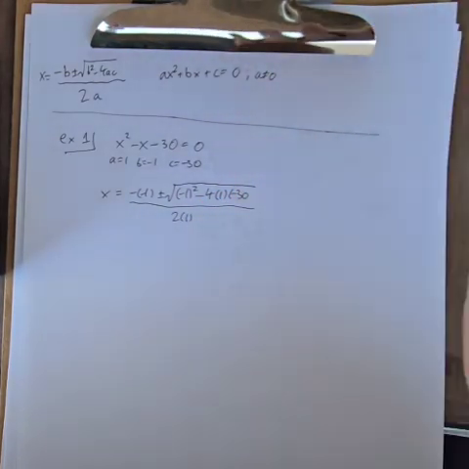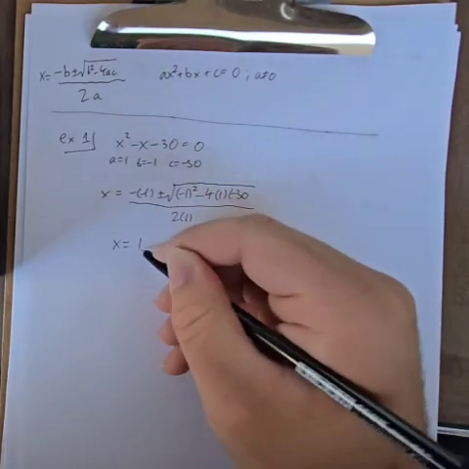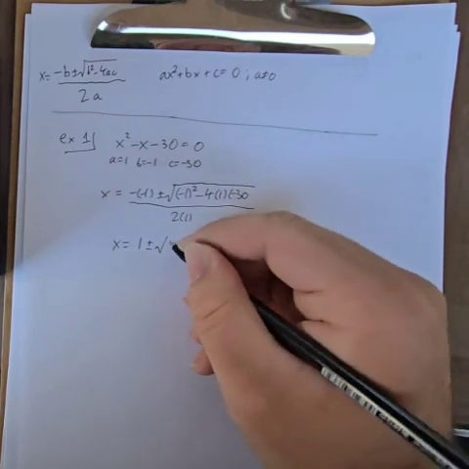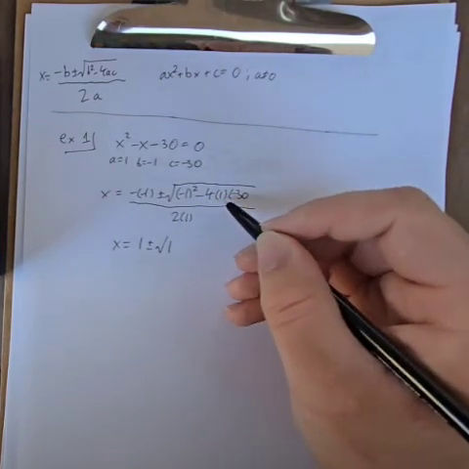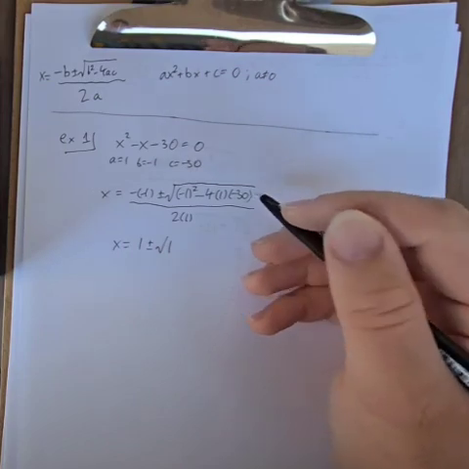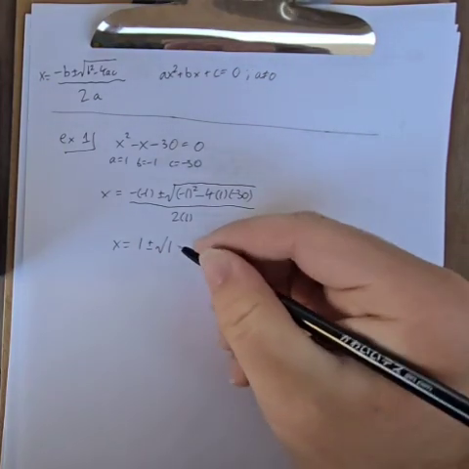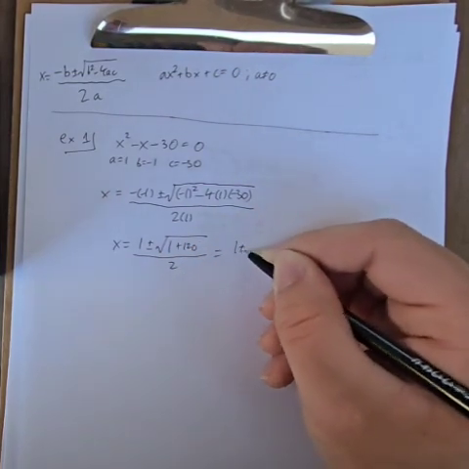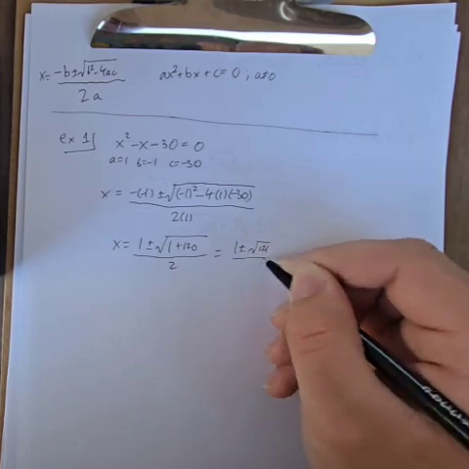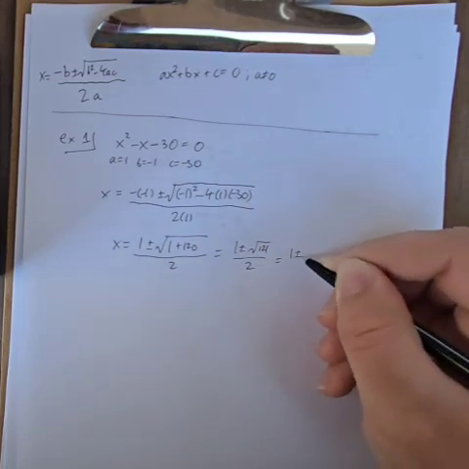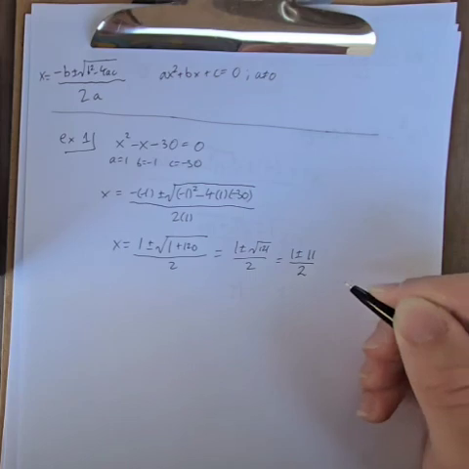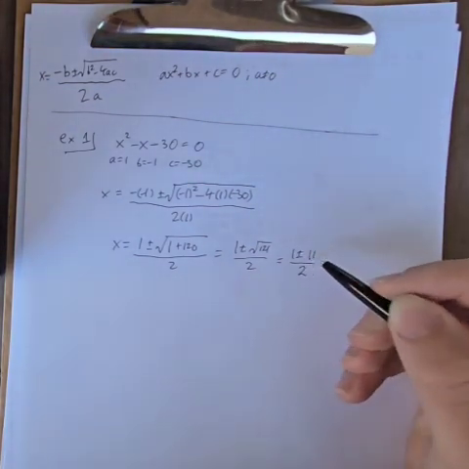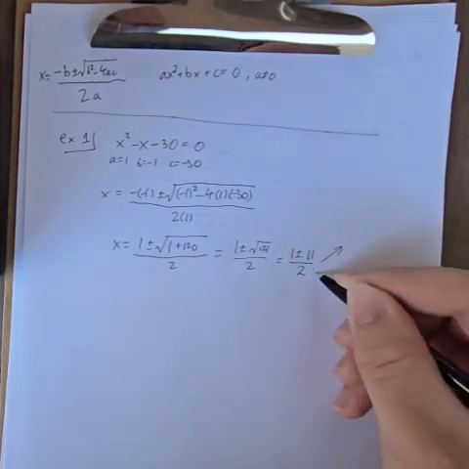Now it's just basic arithmetic. Negative negative 1 is 1, so it's 1 plus minus radical negative 1 squared is 1, minus 4 times 1 times negative 30, that's just going to be plus 120. And 2 times 1 is 2. That's just 1 plus or minus square root 121 over 2, which is 1 plus or minus 11 over 2. So at this point we have to consider both cases, the plus case and the minus case. And for that, let's just branch it out over here.